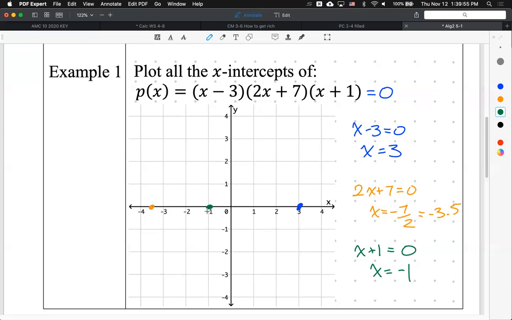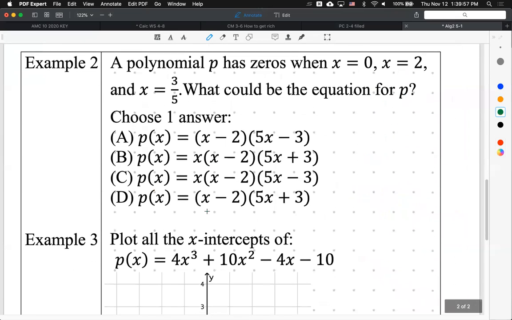All right, let's try another one. I'm asking it in a different form now. A polynomial P has zeros when x is equal to 0, x is equal to 2, and x is equal to 3/5. What could be an equation for that original P polynomial? You're looking through A, B, C, and D. Which of these match our zeros?